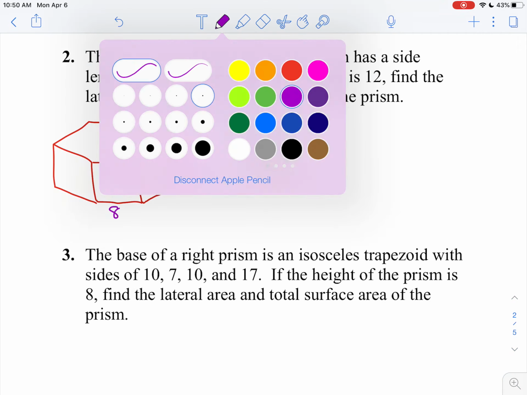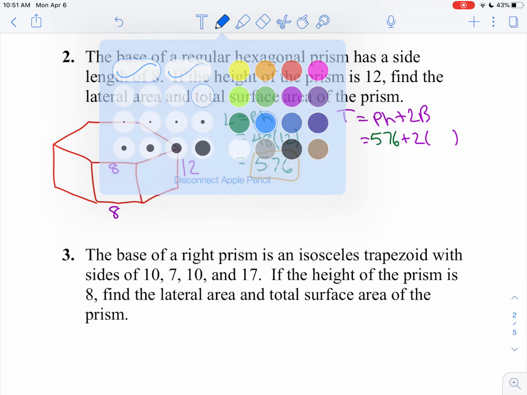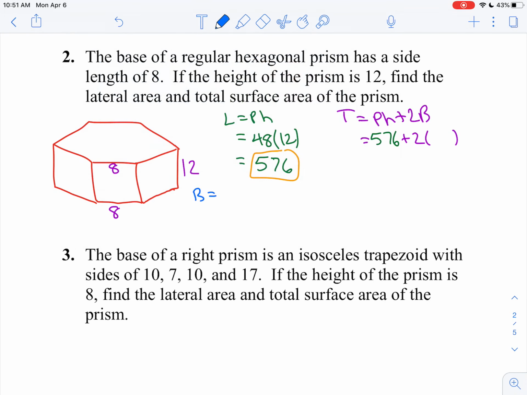And then let's switch colors. Total surface area, PH plus 2B. So I'm going to go green to match the 576. Now again, the B is a formula from chapter 11. Find some space where you can go. And you might remember 1/2 perimeter apothem. And that's only one option.